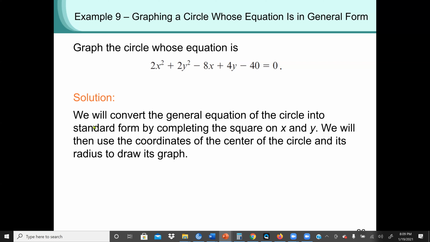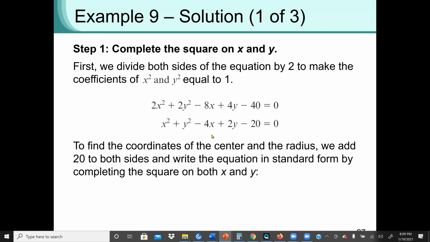So here we say we need to convert the general equation of the circle into the standard form. Remember, when we change the equation to standard form, we can automatically see the h, k, and r. Here I can't say what r is because this equation is not in standard form. So we don't even know the h and k. So that's the first thing we need to do. So again, this is the equation.